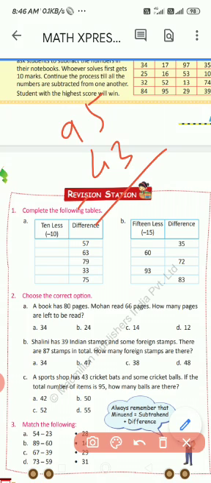5 minus 3 is equal to 2. 9 minus 4 is equal to 5. And where is 52 option? 52 answer is in C option. So there are 52 balls and 43 cricket bats, and total number of items is 95. So we have to tick on C option. Okay.